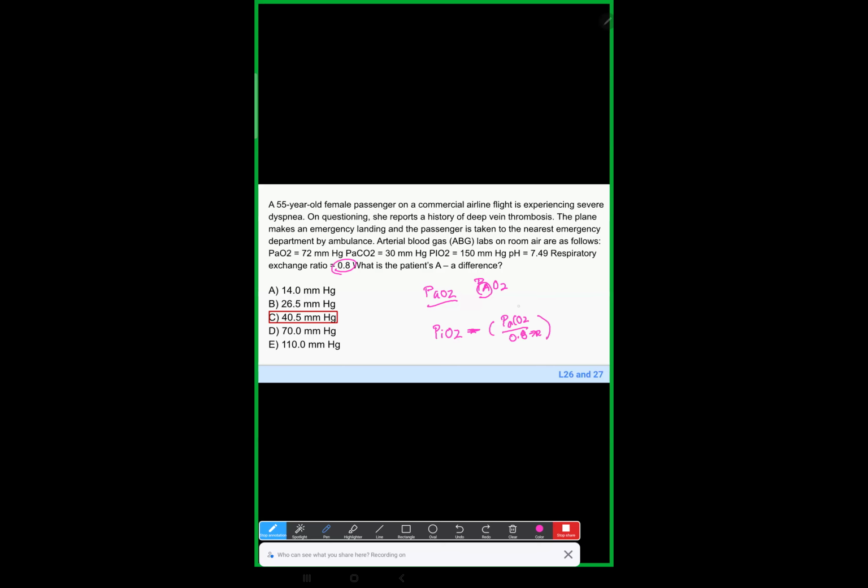And this is 30 and this is 150. So this equals 112.5. And then you just do 112.5 minus 72, which equals 40.5, which is the correct answer.